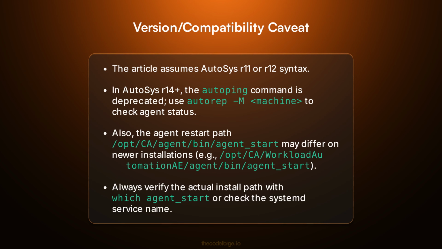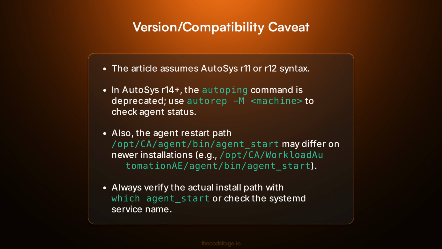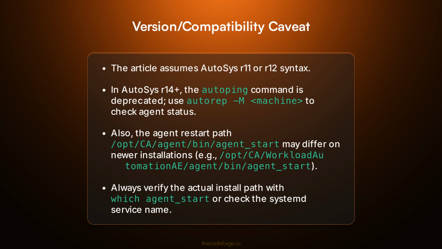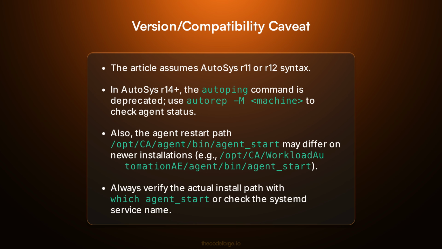The article assumes AutoSys R11 or R12 syntax. In AutoSys R14+, the auto_ping command is deprecated. Use autorep -M machine to check agent status. Also, the agent restart path /opt/CA/agent/bin/agent start may differ on newer installations, e.g., /opt/CA/WorkloadAutomationAgent/bin/agent start. Always verify the actual install path with which agent start or check the system service name.